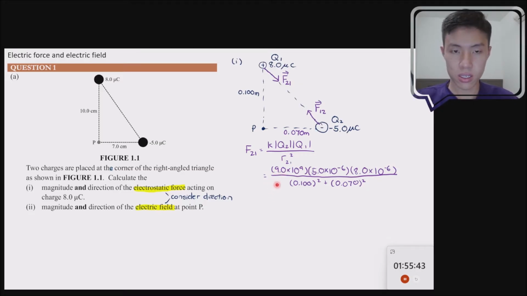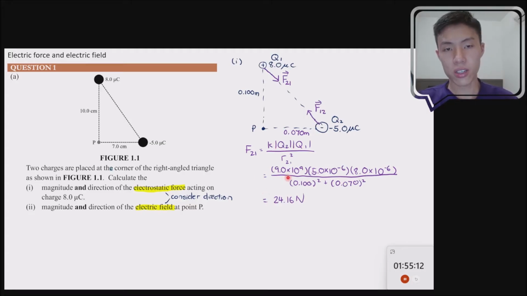Okay, so let's determine the answer. 24.16 Newton. Okay, let me double check. Okay, should be fine. So this is the magnitude.